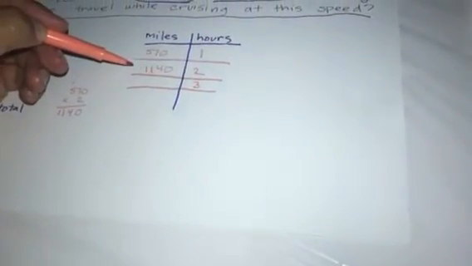And the way I would do that is I could either add 570 plus 1,140, or I can just multiply this times 3, right?